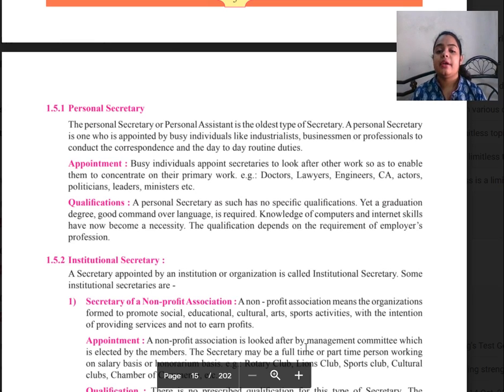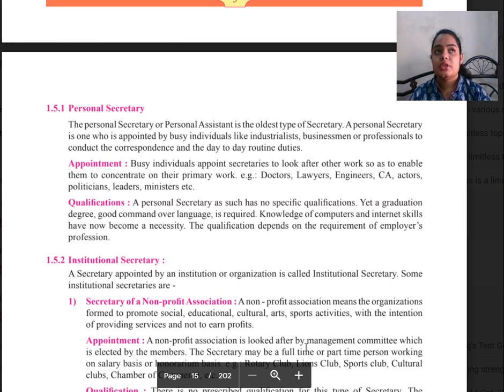So, what does a personal secretary do? A personal secretary is appointed by industrialists, businessmen, or professionals to conduct the correspondence and day-to-day routine duties which a person himself cannot do. Busy individuals appoint secretaries to look after the work so as to enable them to concentrate on their primary work. Example: doctors, lawyers, engineers, chartered accountants, actors, politicians, leaders, ministers, etc. So these people generally appoint a secretary, that is, a personal secretary.